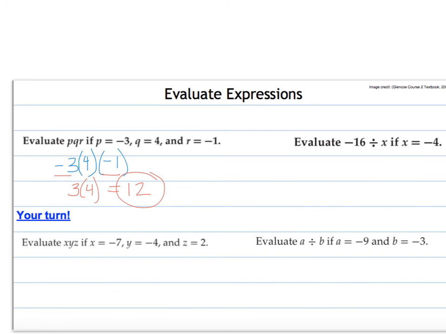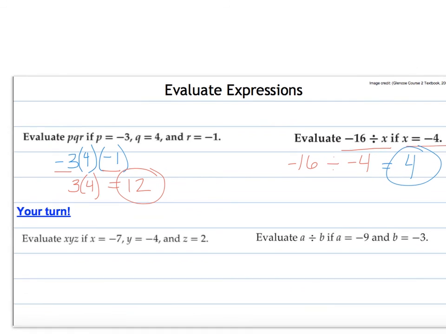Next one, evaluate negative 16 divided by x if x is negative 4. So negative 16 divided by negative 4. Same sign, positive. 4 goes into 16 4 times. You try.